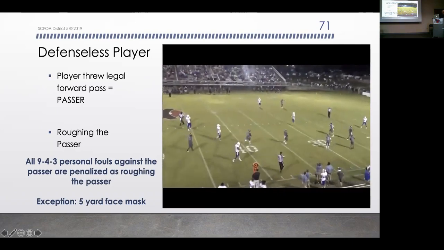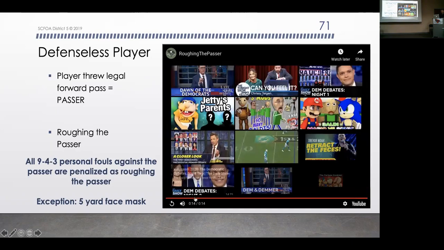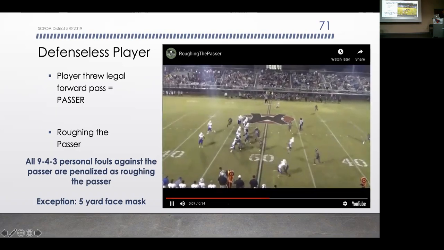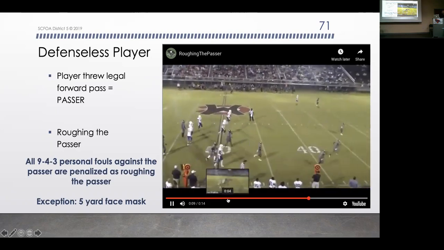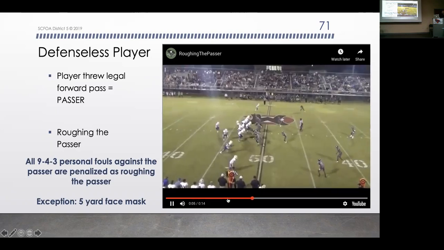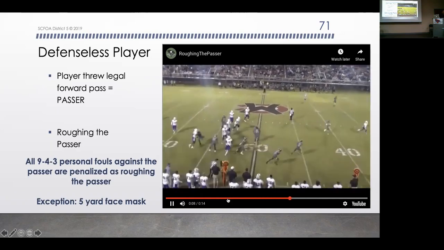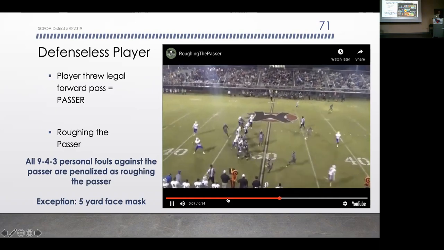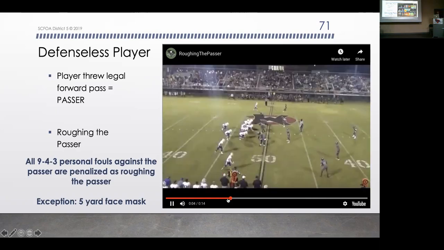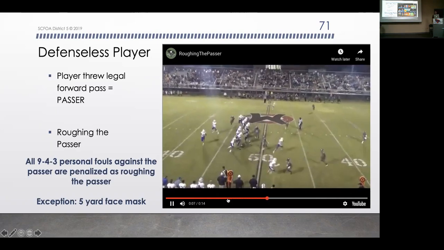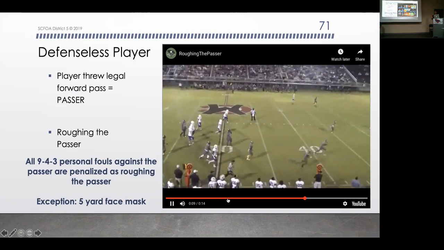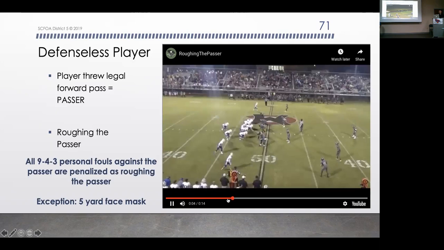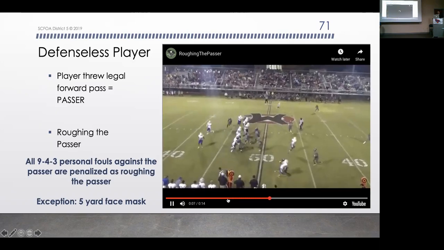So he's a passer. He's thrown the ball, he's released the pass. And how many steps did that guy take before he hit him? Several. Oh, yeah. So that's roughing the passer. We'll get into the penalty enforcement later, but that's roughing the passer. I like that video because it's not the quarterback, it's the passer.